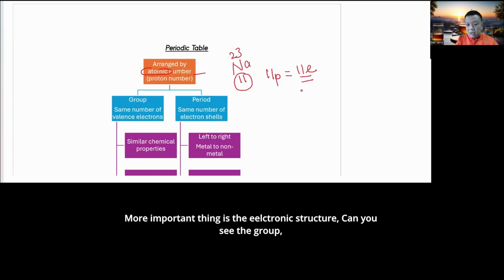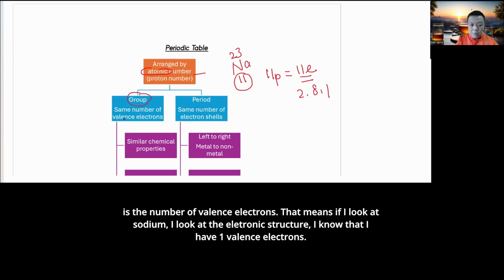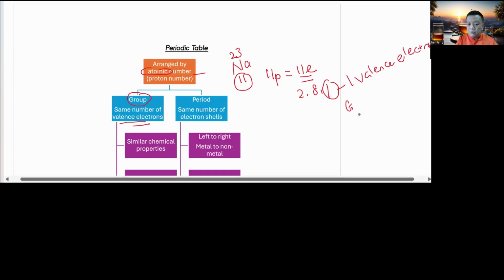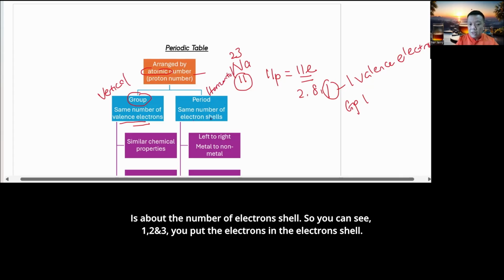More important is the electronic structure. So can you see now that the group is the number of valence electrons. If I look at sodium and its electronic structure, I know that I have one valence electron. Valence means in the outermost shell, and this belongs to group one. Group is the vertical. Then period is the horizontal, and it is about the number of electron shells.